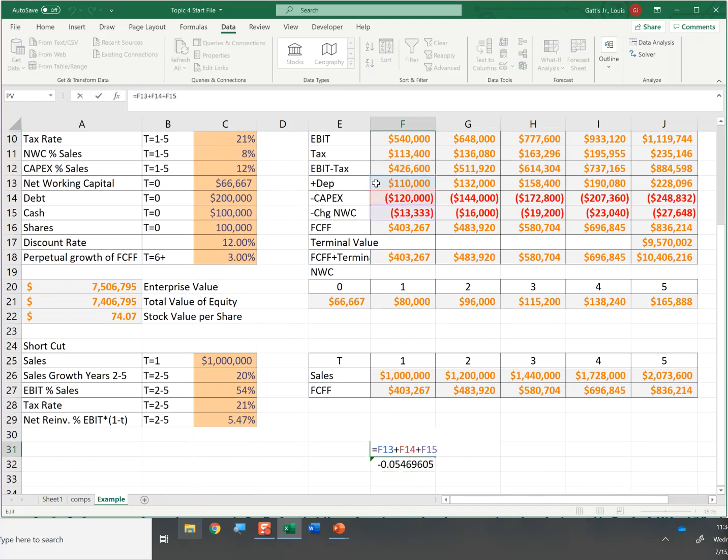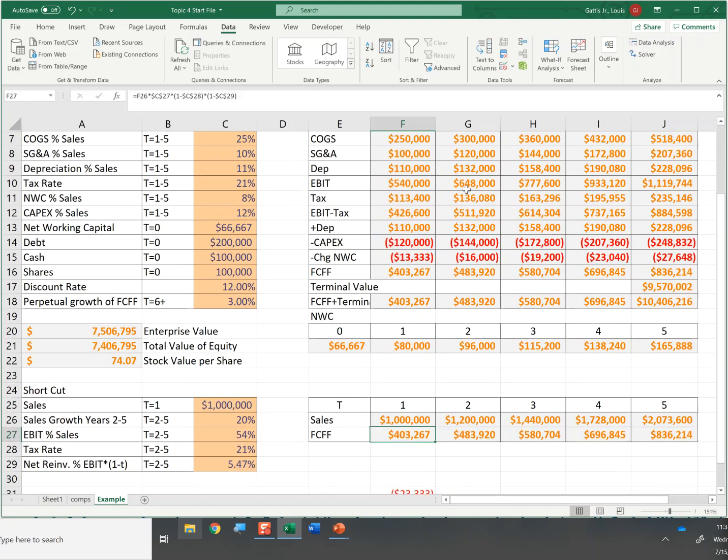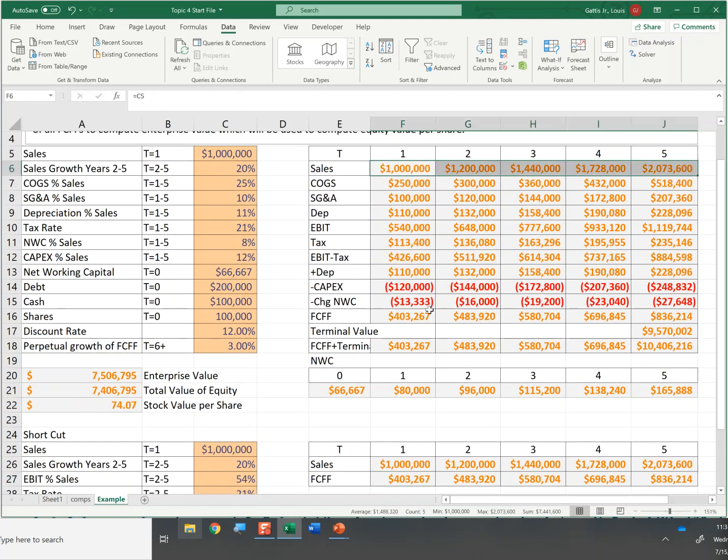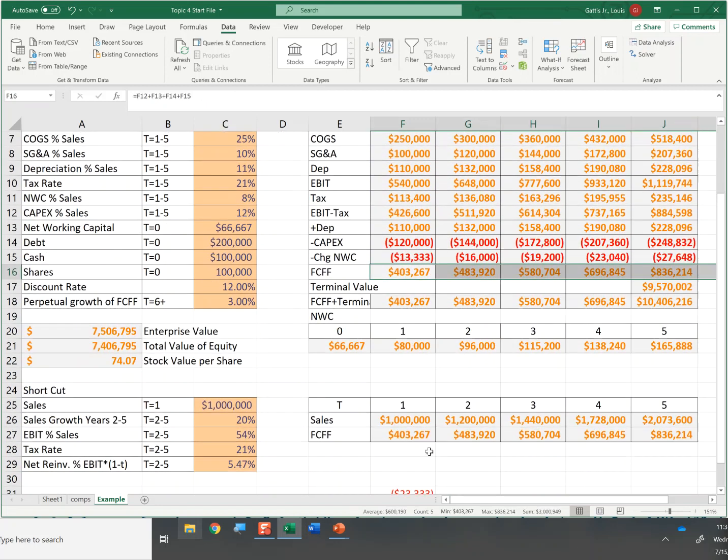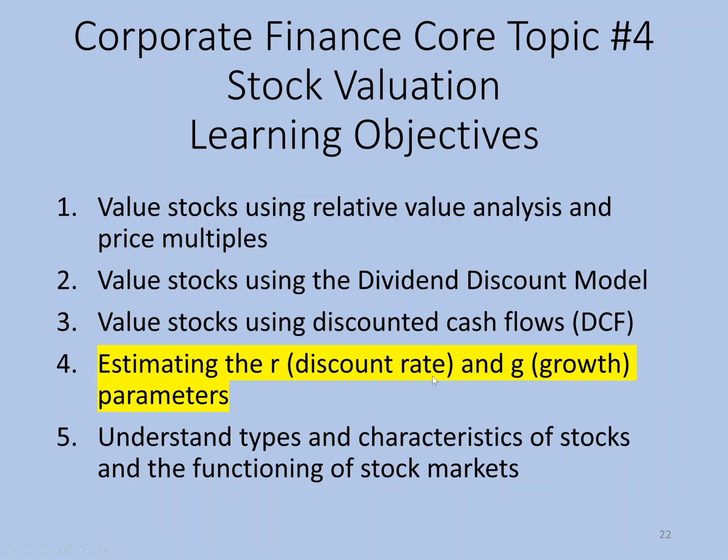I just kind of got the equivalent of what I did up here. So here's what I did. I actually netted out depreciation, CapEx, and change in net working capital divided by EBIT, and it turned out to be 5.47%. So that allowed me to jump from sales to free cash flows, just making an assumption on EBIT as a percentage of sales, a tax rate, and how much of EBIT is reinvested in the firm. That captures working capital, CapEx, and depreciation. So that's a nice little shortcut to have. So in this topic, we valued stocks using DCF.